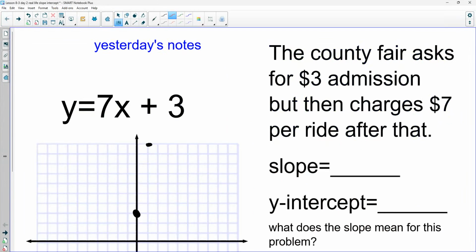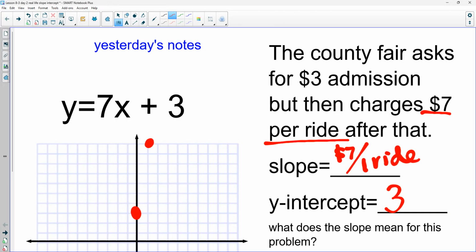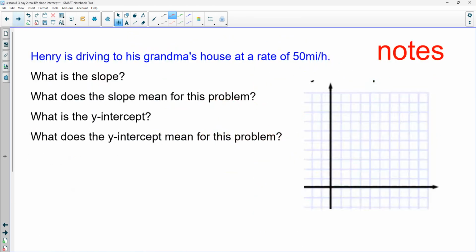is $3. That's the y-intercept. Then it is $7 per ride after that. Rise 7, run 1. That's the slope. So the one about Henry's grandma, he is driving to her house at a rate of 50 miles per 1 hour. Guess what the slope is? 50 over 1.